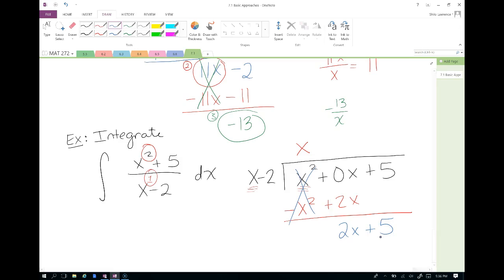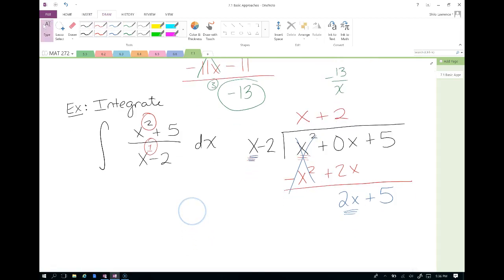And then we go through the whole process again. Now we're going to say, all right, how many times does x go into 2x? And it goes in 2 times. And then we'll multiply down and subtract. 2 times x is 2x. 2 times negative 2 is negative 4. But we're subtracting this stuff, so we change the signs. And just as we expected, the first terms are going to cancel. And when we combine those constants, we get 9. And x will not go into 9 because 9 has no variables. So 9 is our remainder.